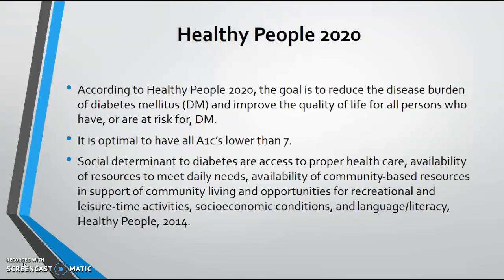Healthy People 2020. According to Healthy People 2020, the goal is to reduce the burden of diabetes mellitus and improve the quality of life for persons who have or are at risk for diabetes. It is optimal to have an individual's A1C below 7. So some social determinants to diabetes are access to proper health care, availability of resources to meet daily needs, availability of community-based resources in support of community living, and opportunities for recreational and leisure time activities, social economic conditions, and language literacy. This is according to Healthy People 2020.